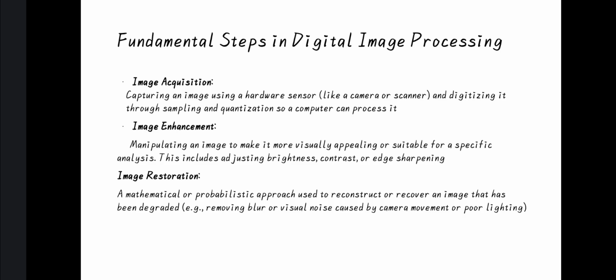Then fundamental steps in image processing. Image acquisition is the first process in digital image processing. Acquisition could be as simple as being given an image that is already in digital form. Generally, the acquisition stage involves pre-processing such as scaling. Then image enhancement. After acquisition, based on the application, it is required to enhance certain features present in the image.